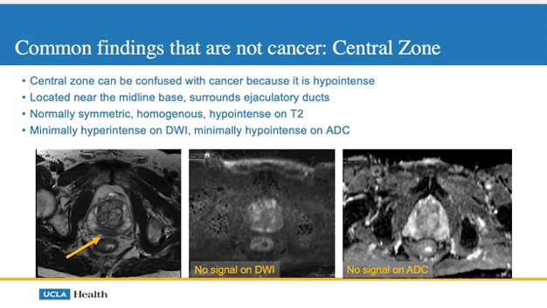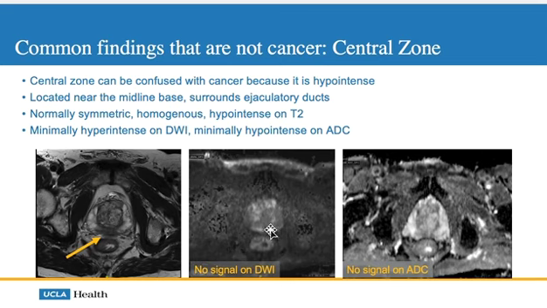And again, we went through a little bit of that central zone finding. That can also be tricky. Again, it's in the midline. It usually surrounds the ejaculatory ducts, which you can see on MRI. So if you see an area of hypointensity surrounding the ejaculatory ducts in the midline that appears reasonably symmetrical, you should be suspicious that it is not prostate cancer, but it may just be typical central zone findings.